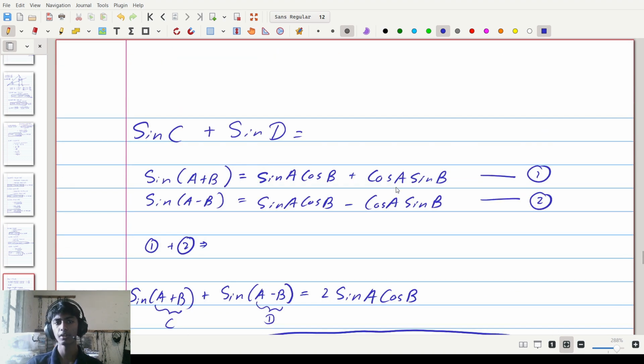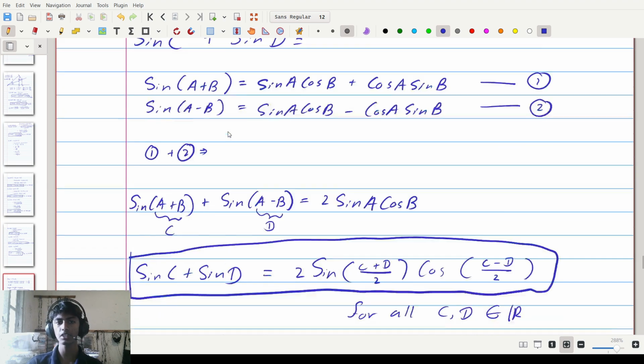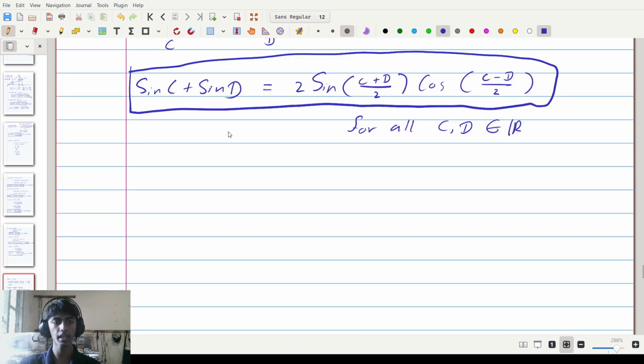Moving on to the next one. What we wanted next is sin C minus sin D. So similarly, as we have sin C, some angle C, plus sin D for some angle D, we also want sin C minus sin D for some angles C and D. We want this equal to something.